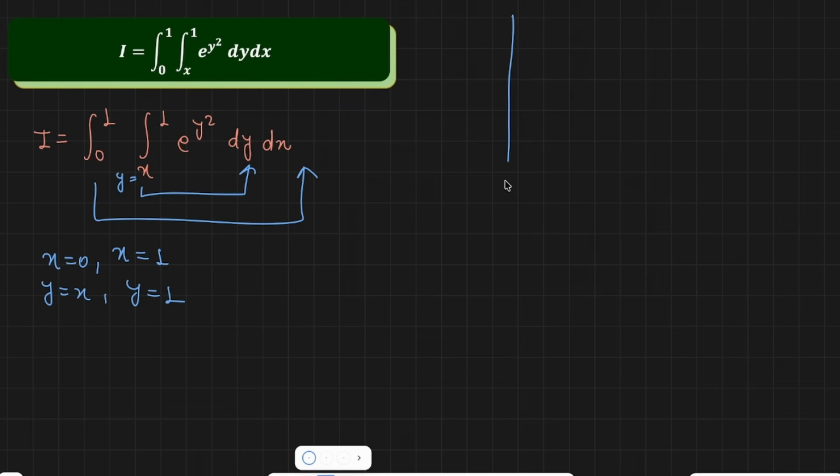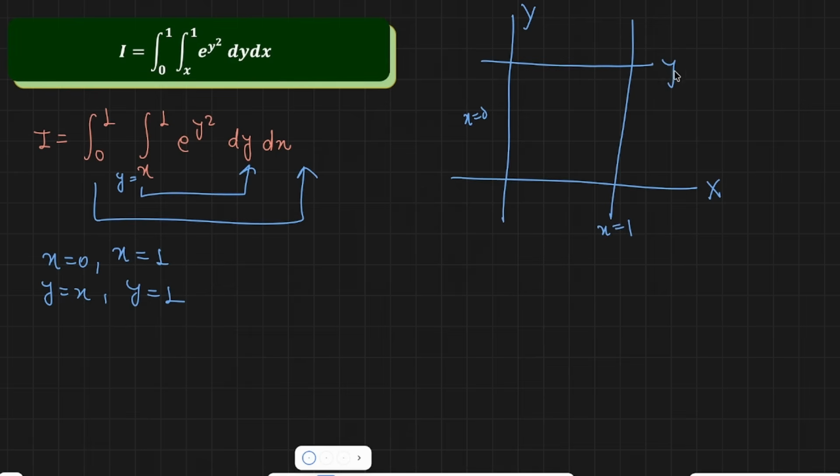Now you draw the region. This is your y-axis, this is your x-axis. Now see, x = 0 is this line. Let's say this is x = 1, and this is y = 1, and of course this is y = x. Which one will be the region, this one or this one? Of course this one will be the region, because x = 0 is here, y = x is here, and this is my y = 1.